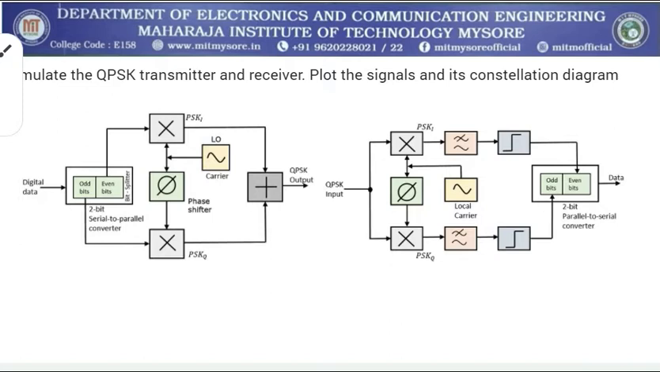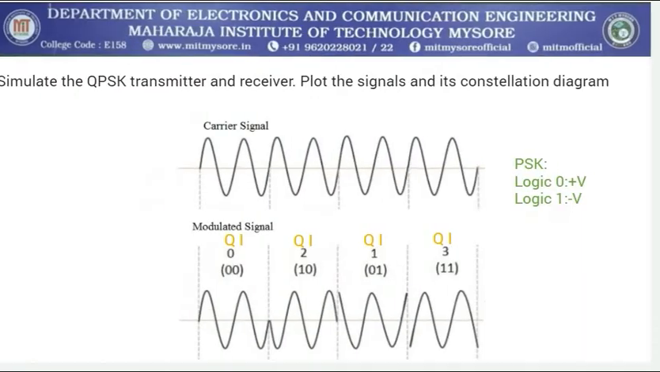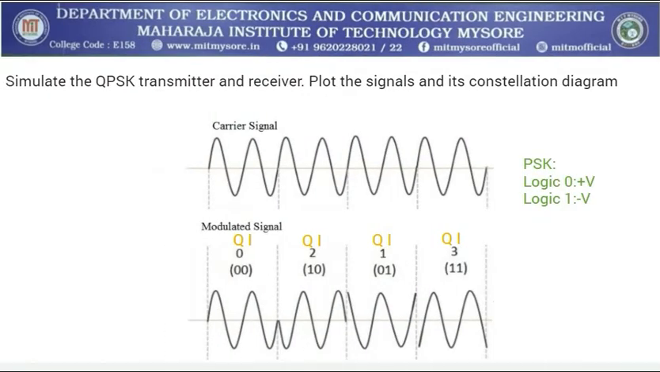Now we'll look at the theoretical perspectives of how exactly this will be done. We are going to give the carrier signal. As we are aware, we have something by the name PSK. In PSK, if the message bit is 0, you're going to get plus V, and if your message bit is 1, you're going to get minus V. That was the theory that we have learned, and that is what we are going to prove.